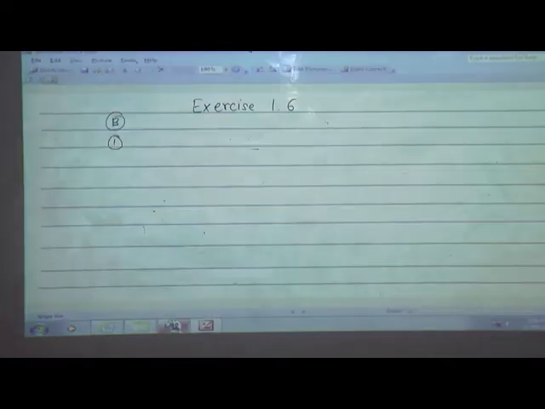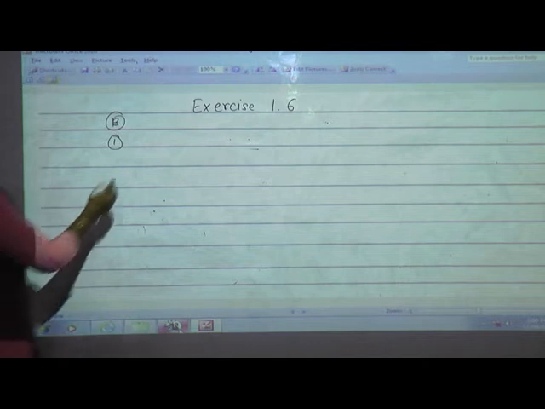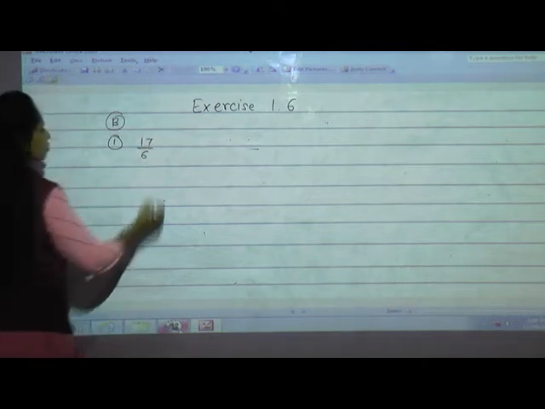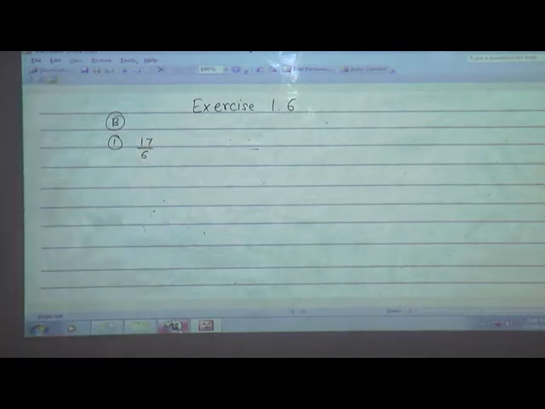What is the first question, students? 17 upon 6. What we have to do? What is B question? Convert the following fractions into the mixed fractions. How we can do? Yes, by dividing the number. What we need to divide? Yes, tell me. Short method we have seen now.